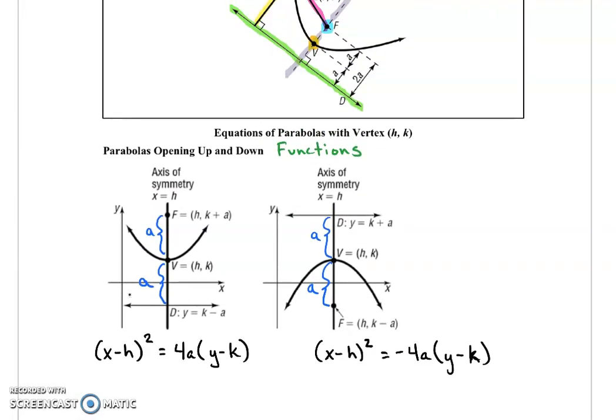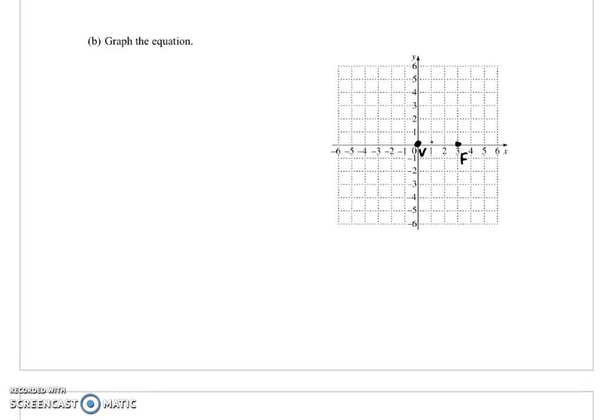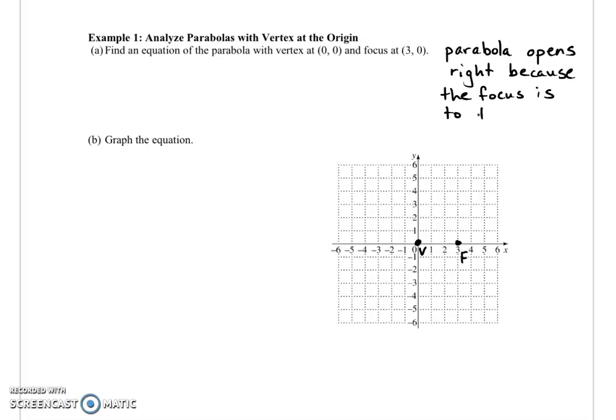Now, what we always know, if we go back and look at our equations, the directrix is below the closed part of the parabola, and the focus is inside the opening. So since our focus is over here to the right of our vertex, that means the parabola is going to open right. And again, that is because the focus is to the right of the vertex.